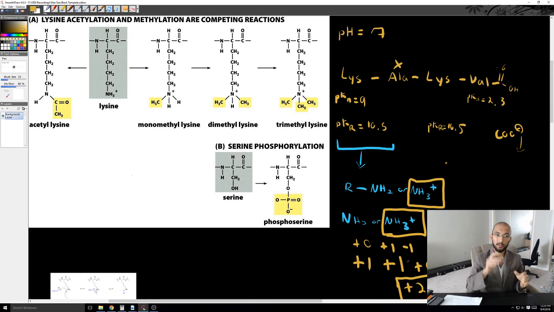I'm going to cut the video here, and then I'm going to go into acetylation and methylation using this same example. So if you're interested in learning how that affects the overall charge, please watch the next video. I hope that helped, and if you have any questions, please let me know.